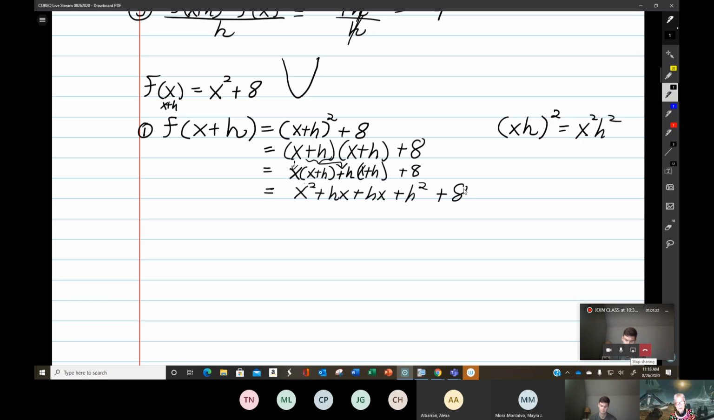And I'm not done, but I'm almost done. We have now multiplied out x plus h times x plus h, and all we have to do is combine our like terms, and the only like terms we have are hx and hx. There are two of them now. So x squared plus 2hx plus h squared plus 8 is what f of x plus h equals.